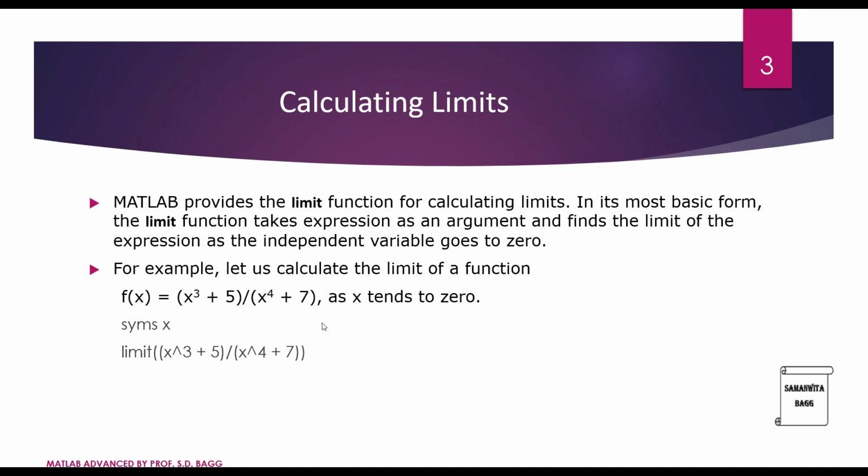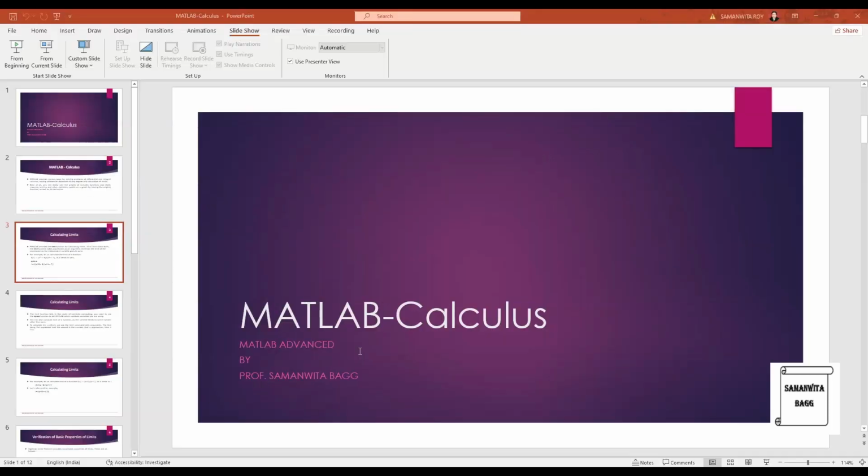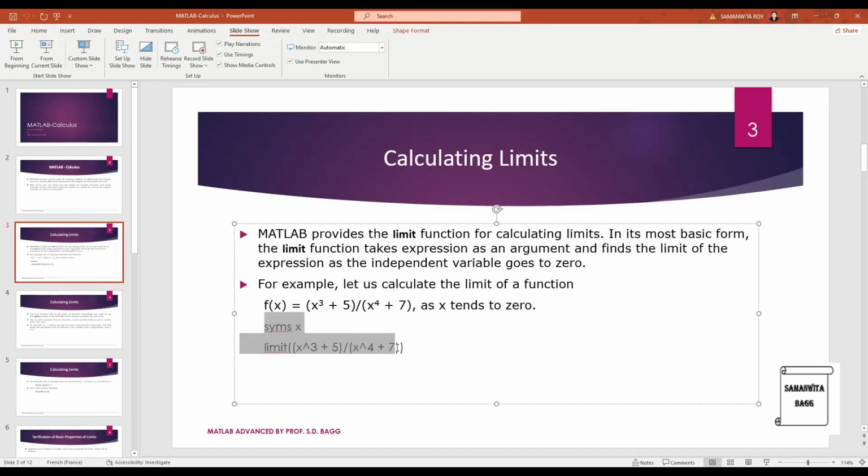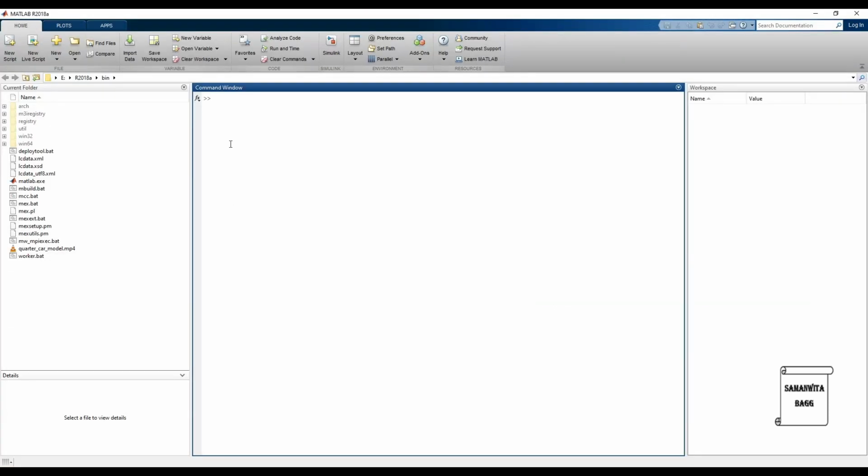As x is tending to 0, if I substitute x as 0, I will get the answer directly as 5 by 7. So when I have to write this in MATLAB, I'll first declare the variable x as syms x, and then I'll write this equation and use the function limit. Here you can add a comma and a 0, which means the limit is tending to 0. But if you don't write anything, MATLAB will assume it as 0 itself. So let us take this function to MATLAB. You can see the answer is 5 by 7.